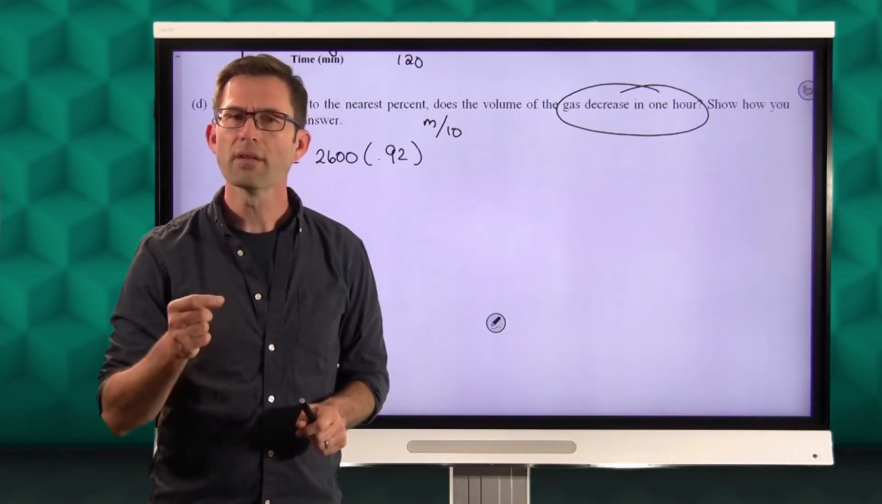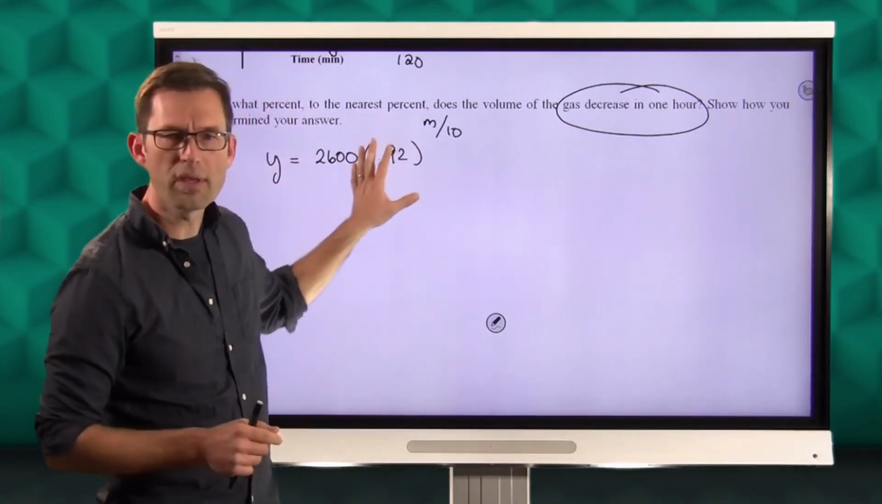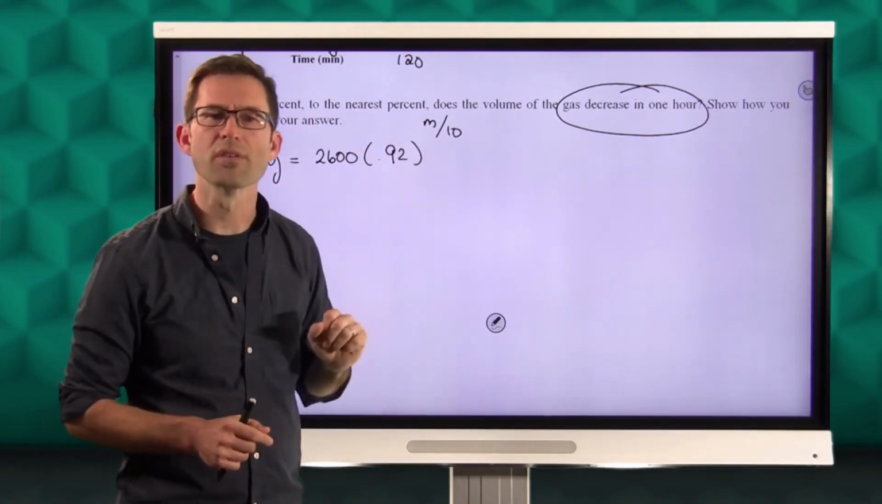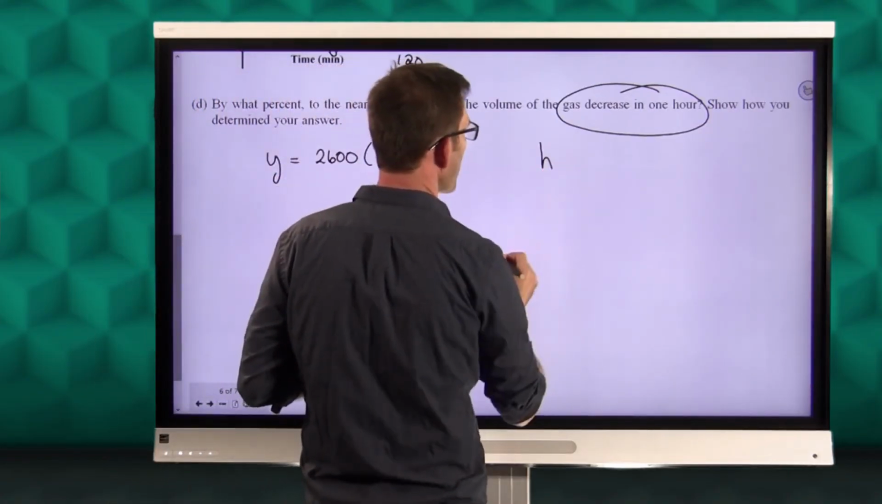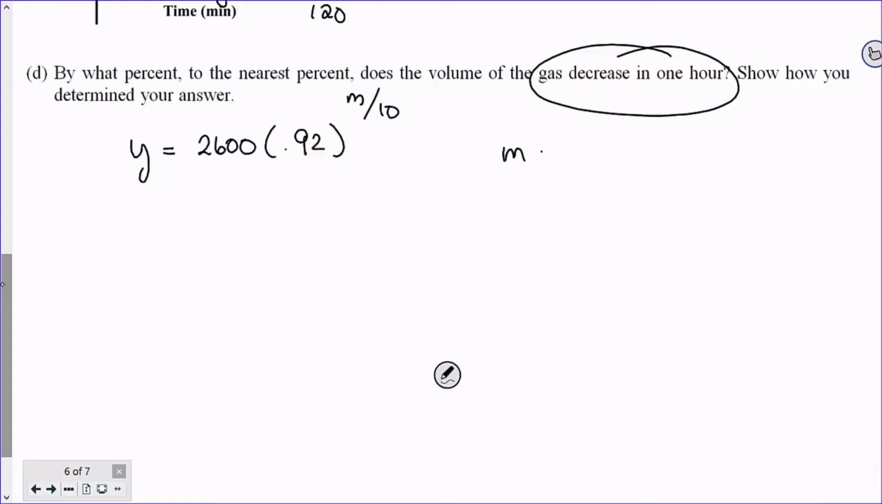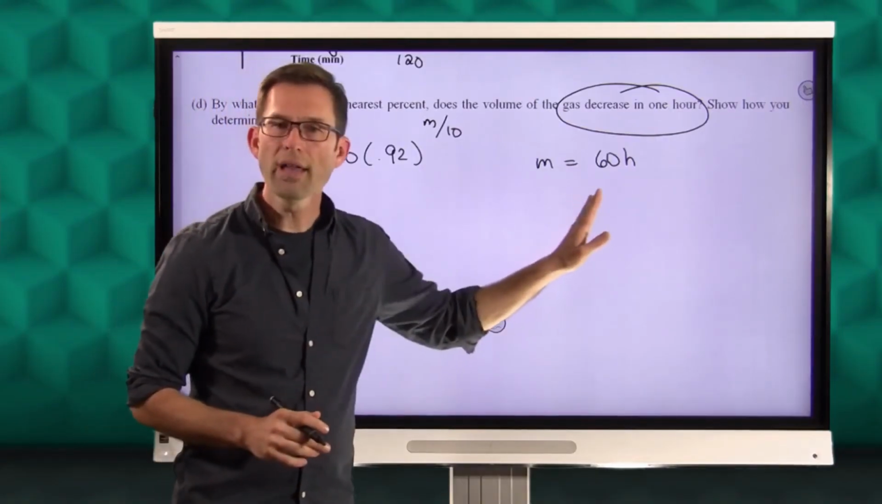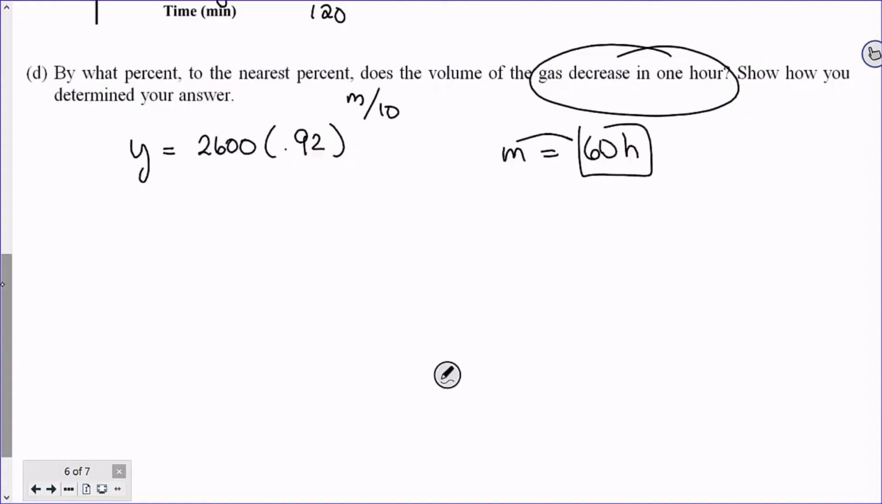If I really wanted to know the percent it's decreasing per hour, then what I'd really like up here is I'd like to have this in terms of h for hours. Now, how do h and m relate? Well, we know for certain that the number of minutes will always be 60 times the number of hours, right? Now, I don't need to solve this for h. I can actually take this and directly substitute it in here. So let's get this model in terms of hours instead of minutes.